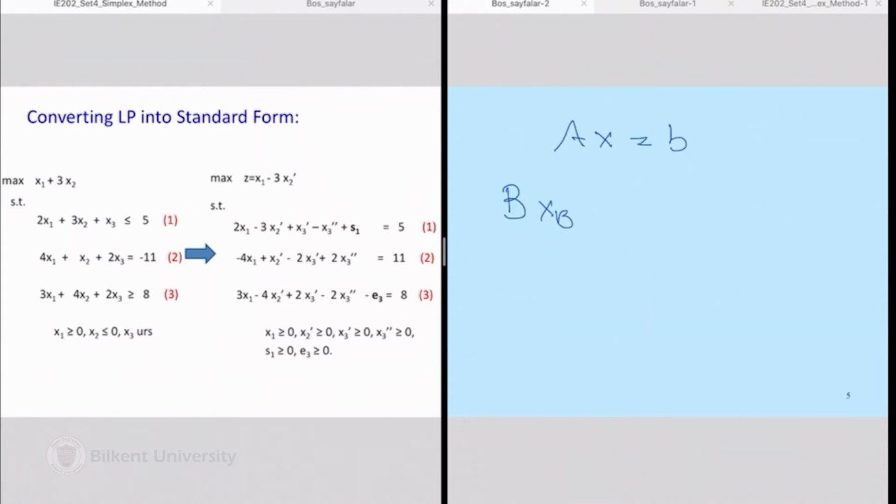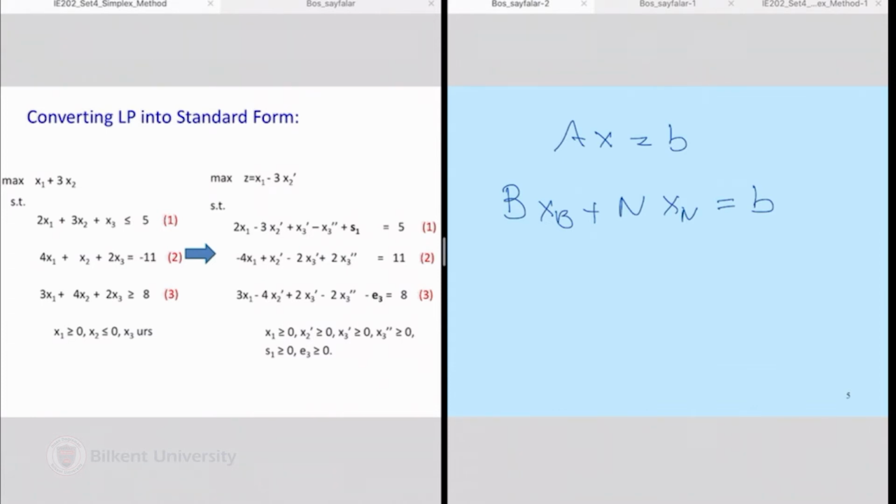By the way, these are all in the notes. If you like, you can take notes, but you don't have to. They are already in the slides. Just try to understand the basics of it. So B x_B plus N x_N equals b is an equivalent form of my Ax = b system, right?